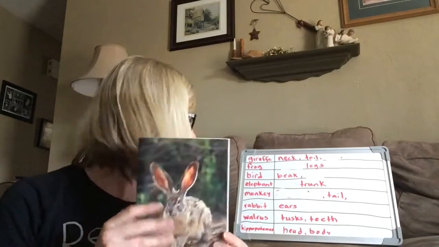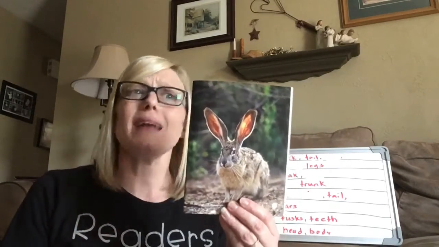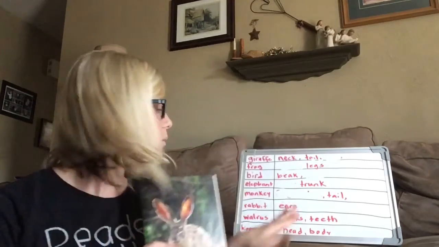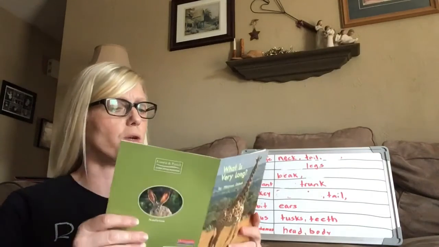There's our rabbit. Now, rabbit, we just said ears because, wow, this rabbit had long ears. So let's see if it sounds right. The rabbit has very long ears. I think it sounds right. We'll leave it up there. We'll check it in our next mini lesson to make sure it looks right too.